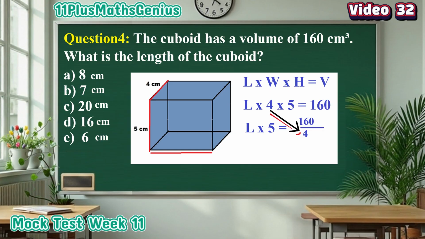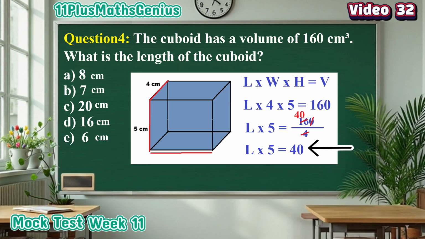Now first, we move 4 into the other side of the equation, and the times 4 becomes divided by 4. So it becomes L times 5 equals 160 divided by 4. When we change the sides of a number from one side of the equation to another, we also change its sign as well. So multiplied by 4 becomes divided by 4. So now we do 160 divided by 4. Alright, we put the 0 on the top and 4 goes into 16 4 times, so we get 40. Now we have L times 5 equals 40.